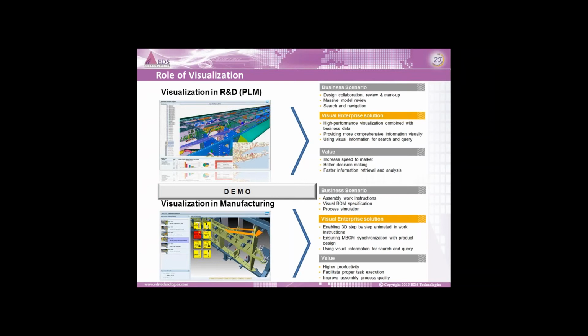How do we do that? We enable the 3D step-by-step assembly instructions in an animated format, ensuring the manufacturing bill of material details are synchronized with your product design, along with your visualization, integrated through your viewer. So the moment you click on the respective visuals, the respective component gets highlighted on your bill of material, or vice versa. When you click on the bill of material, it gets highlighted on the visualization. That is where you get complete, comprehensive information, visually as well as with the business data.